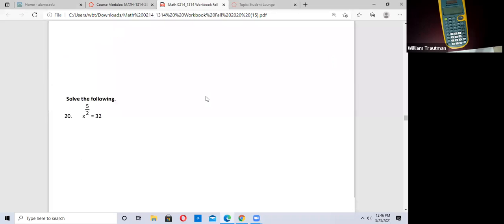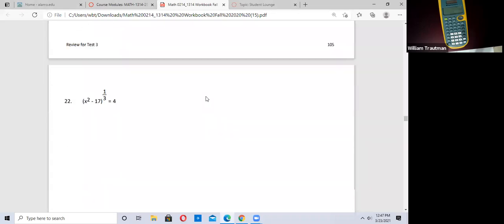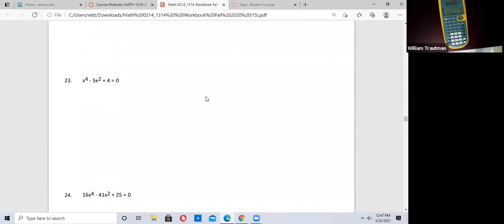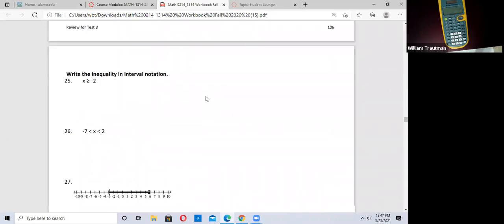We're going to number 25. Write the inequality in interval notation. So if I normally graph things first, x is greater than or equal to -2. Here's -2. Greater than or equal to -2. Since there's an equal sign, we use a bracket, and greater is that way.